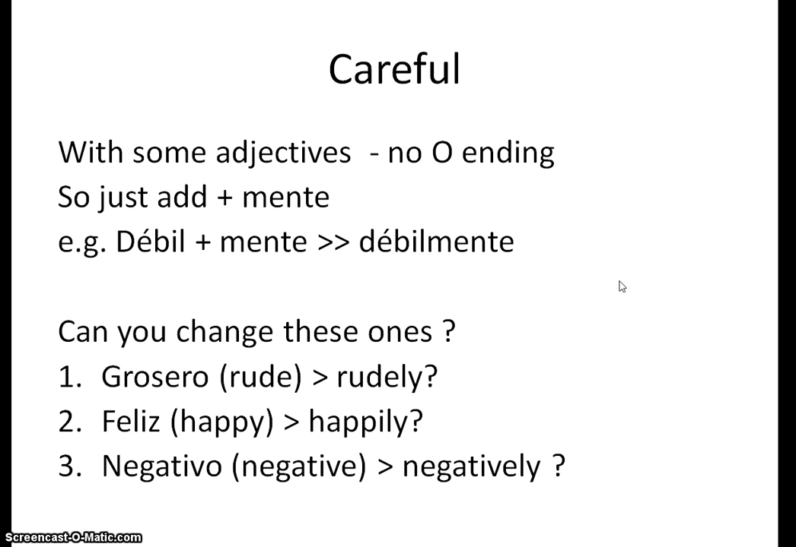Some adjectives, however, don't end in O. We know quite a few of those, but here's an example. Débil, for example, doesn't end in an O, and if there isn't an O on the end, there isn't a feminine form to it, it stays the same. So in this case, we just add mente to the end. So it becomes débilmente.